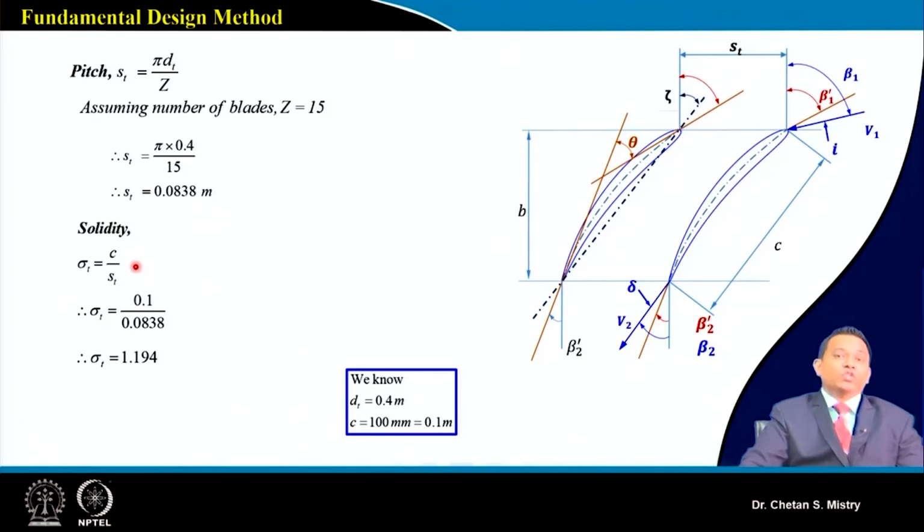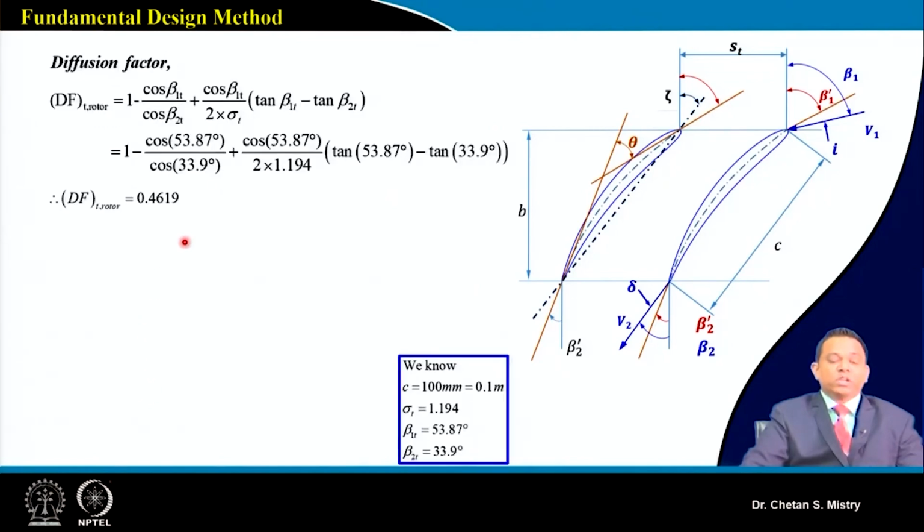Okay, my chord we have assumed to be constant, so we can say solidity is coming as 1.19 at the tip station. Now once this is known to us, we can do our calculation for the diffusion factor for rotor at the tip station, and that's coming 0.4619. So we can say this is also coming in a reasonable range. 0.46, it's okay. Okay, so we have done our calculation at hub station, we have done our calculation at the tip station, and we have verified our required parameters in terms of degree of reaction, relative velocity ratio and diffusion factor. And we have calculated all our flow angles as well as our velocity components.